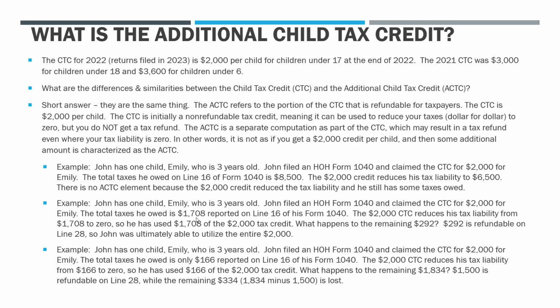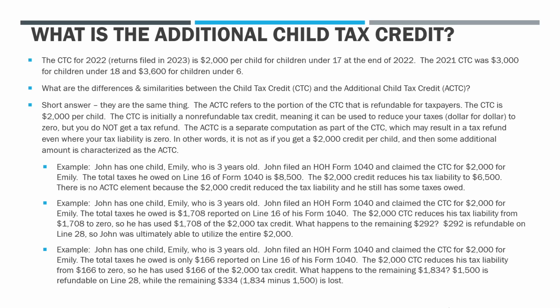So the $2,000 wipes that out. It takes a dollar for dollar reduction in the $1,708. And so now he's got zero tax owed. He's used $1,708 of the $2,000 credit, so there's an extra $292. What happens to that money?